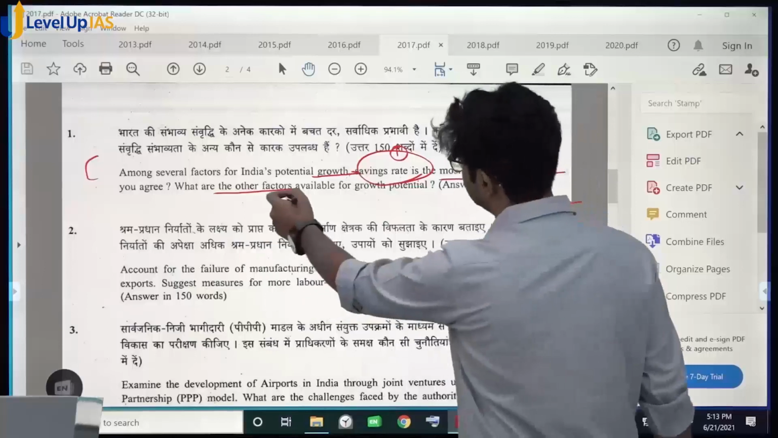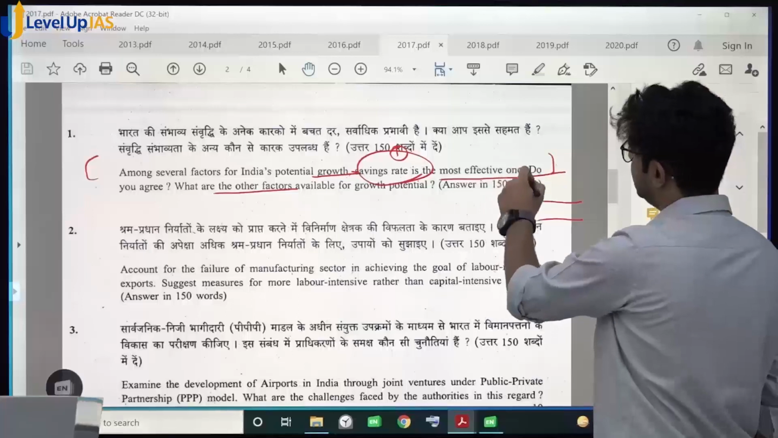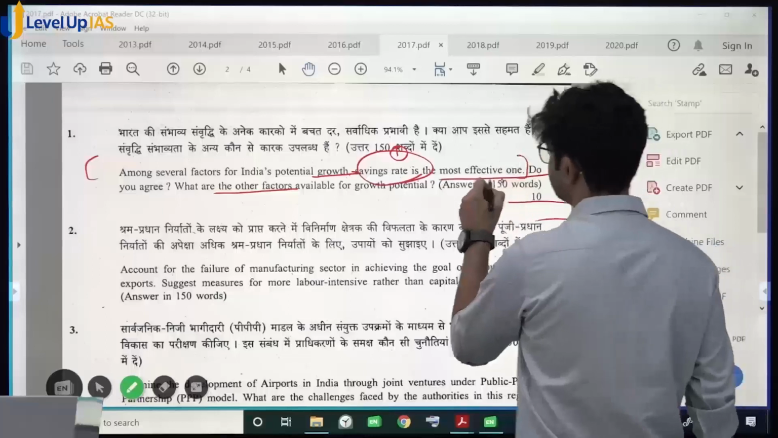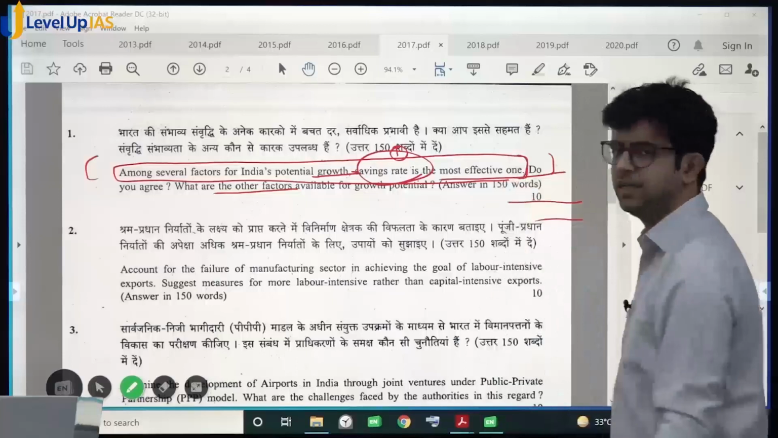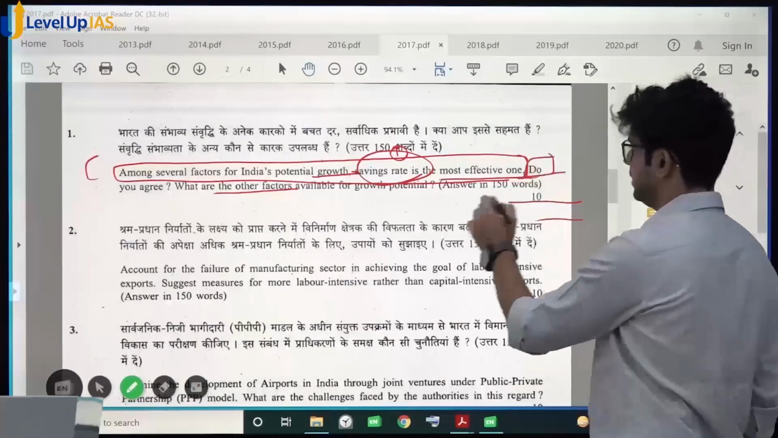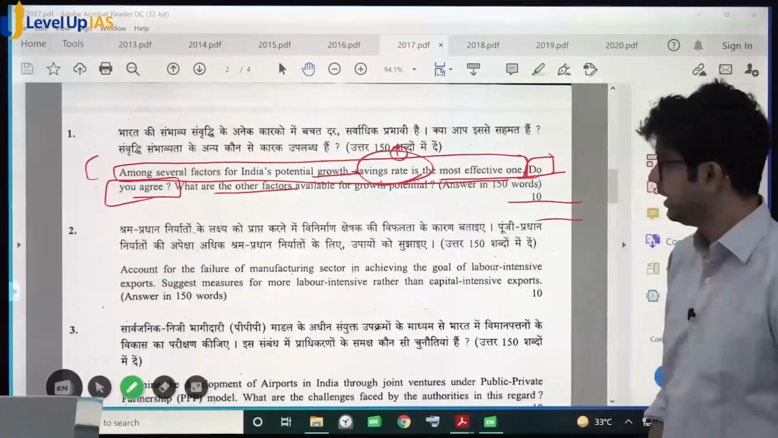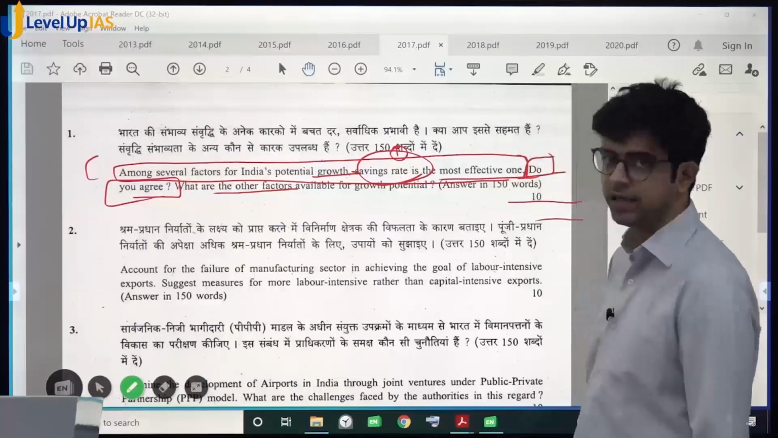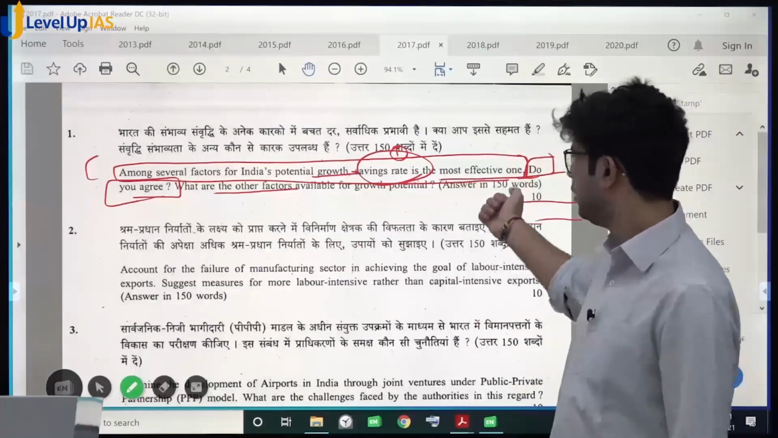So among several factors for India's growth potential, savings rate is the most effective one. This is one part, but there is no question here, right? Are they asking any question in the first part? No. Second part, do you agree? So among several factors for India's potential growth, savings rate is the most effective one. Do you agree? But in the first part, there is no question as such. So you can combine parts 1 and 2 together.